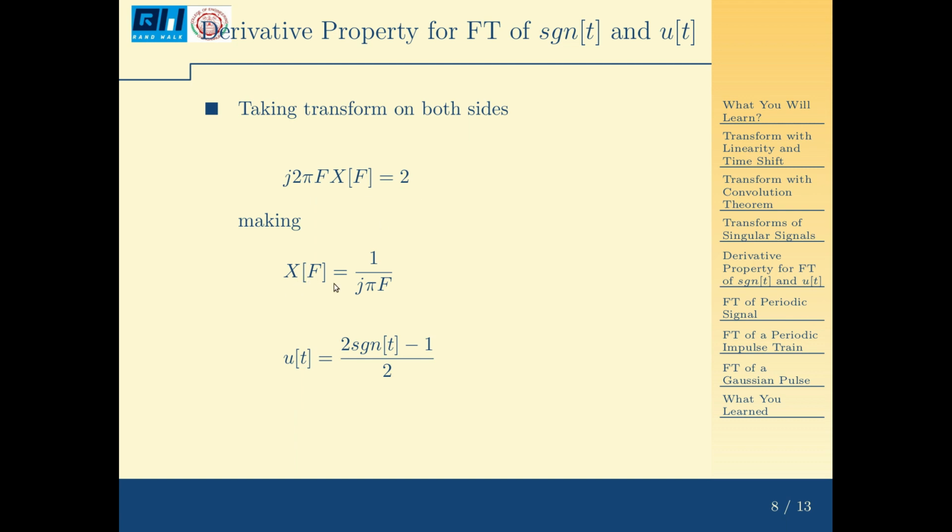So what is X(f)? That will be 1 by j pi f. This is the value of your Fourier transform. What is X(f)? That is 1 by j 2 pi f. Okay. Now you can compute the Fourier transform of the unit step also.